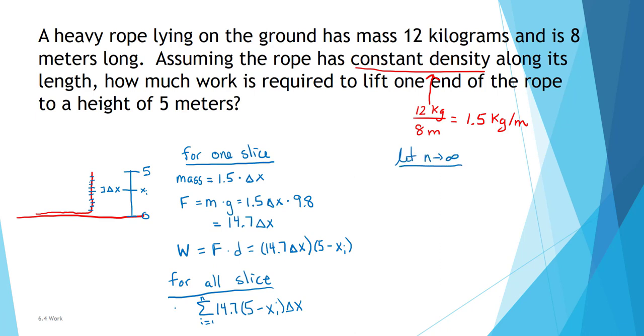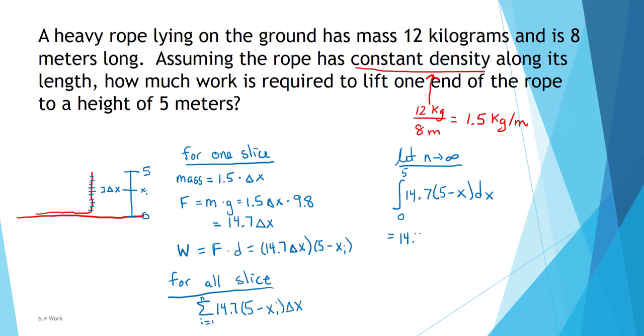Okay, well, if you imagine sticking a limit as n goes to infinity in front of this, this is really a Riemann sum. Limit of a Riemann sum gives us a definite integral. So we're integrating from 0 to 5, because that's where the slices start and stop, is x equals 0 to x equals 5. We're integrating 14.7 times 5 minus x dx. And then we just evaluate this integral.